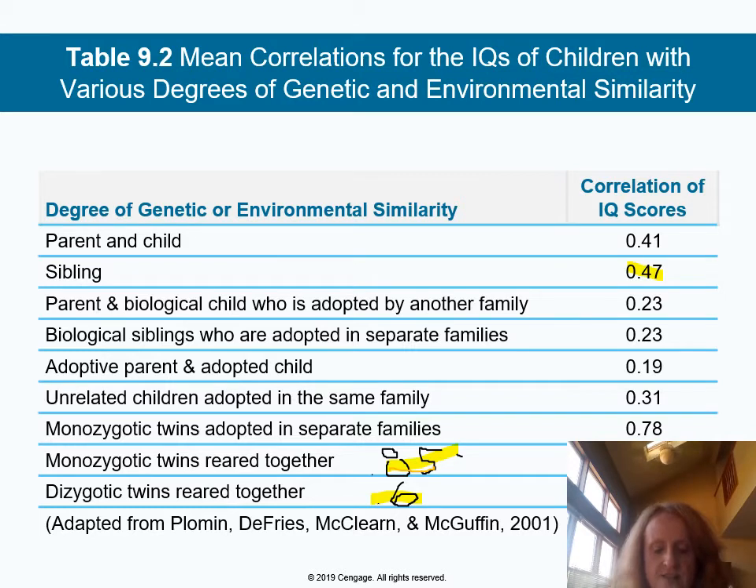In Table 9.2, note the high correlation between monozygotic twins reared apart, which is right here, 0.78. That is, they still strongly resemble the other monozygotic twins that are reared together. 0.85 is pretty close, 0.78 and 0.85. So they strongly resemble each other on IQ tests, even if they're adopted by separate sets of parents.